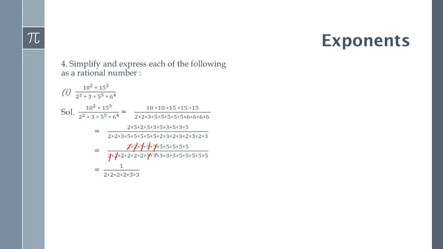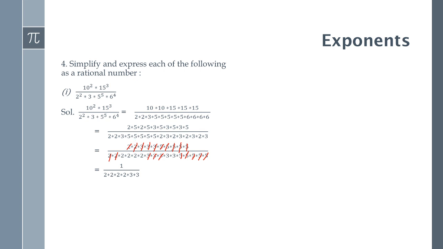1, 2, 3, 1, 2, 3. 3 threes, 3 threes. Now 5's, 1, 2, 3, 4, 5. Yeah, 5, 1 time. See, whatever the cancelled part, I have removed.